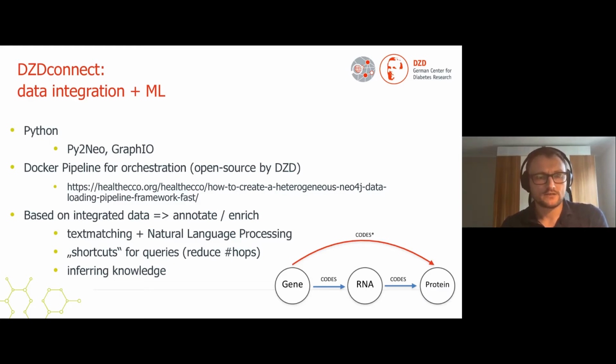We infer new knowledge, and we also create shortcuts here, which you can see in this little graphic here on the right side. We integrated information from genes, RNA, and protein, and the gene is coding an RNA, and the RNA is coding a protein. So what we basically do is creating a shortcut here with this red relationship, and then we have one hop less to traverse through the graph.